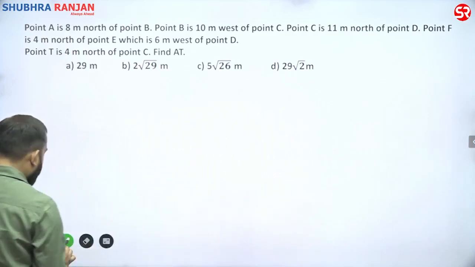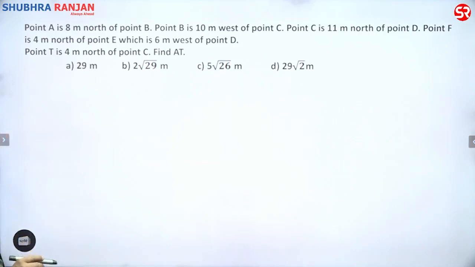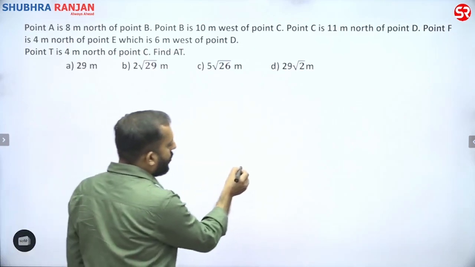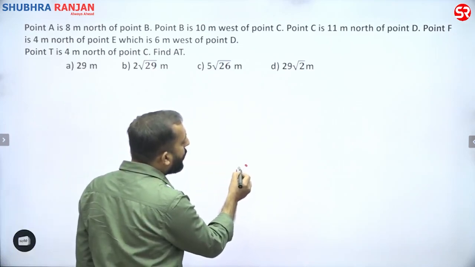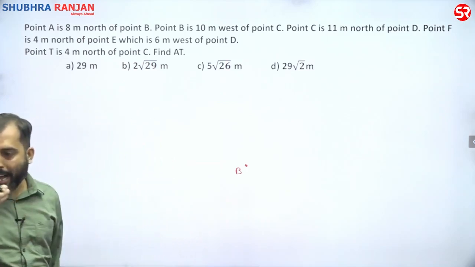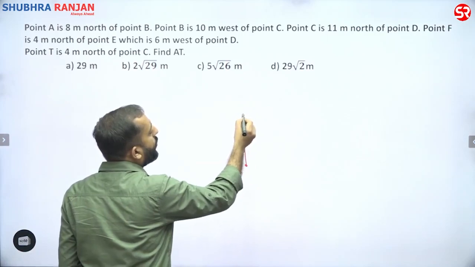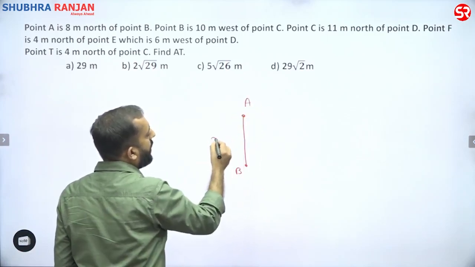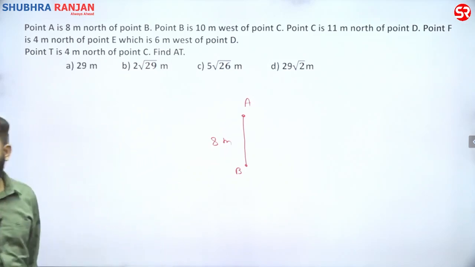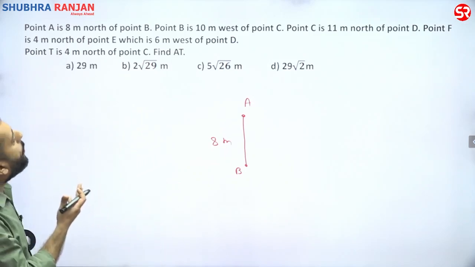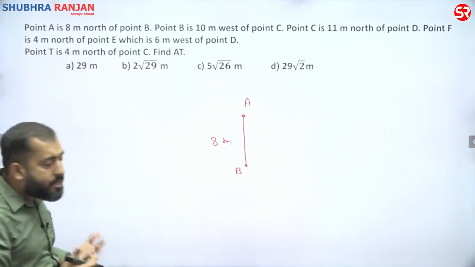Now listen to me, guys. Point A is 8 meter north of B. So north of B, you will draw point B first. Reference is point B and A is 8 meter north. So A is going to be like this, 8 meter north. Agreed? Now point B is 10 meter west of C.